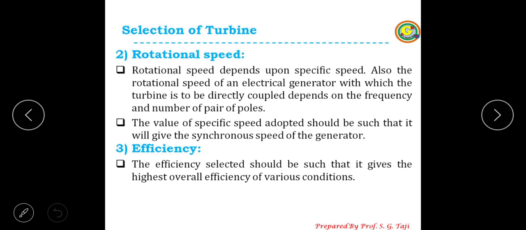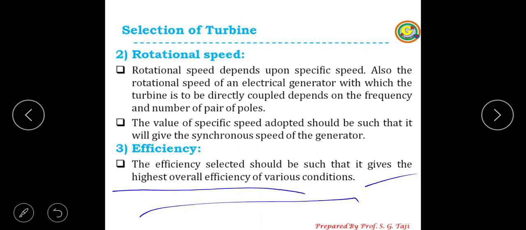Based on rotational speed, selection of turbine. Rotational speed depends upon specific speed. Also, the rotational speed of an electrical generator with which the turbine is to be directly coupled depends on the frequency and number of pair of poles. The value of specific speed adopted should be such that it will give the synchronous speed of the generator. Third factor for selection of turbine: efficiency. The efficiency selected should be such that it gives the highest overall efficiency under various conditions.